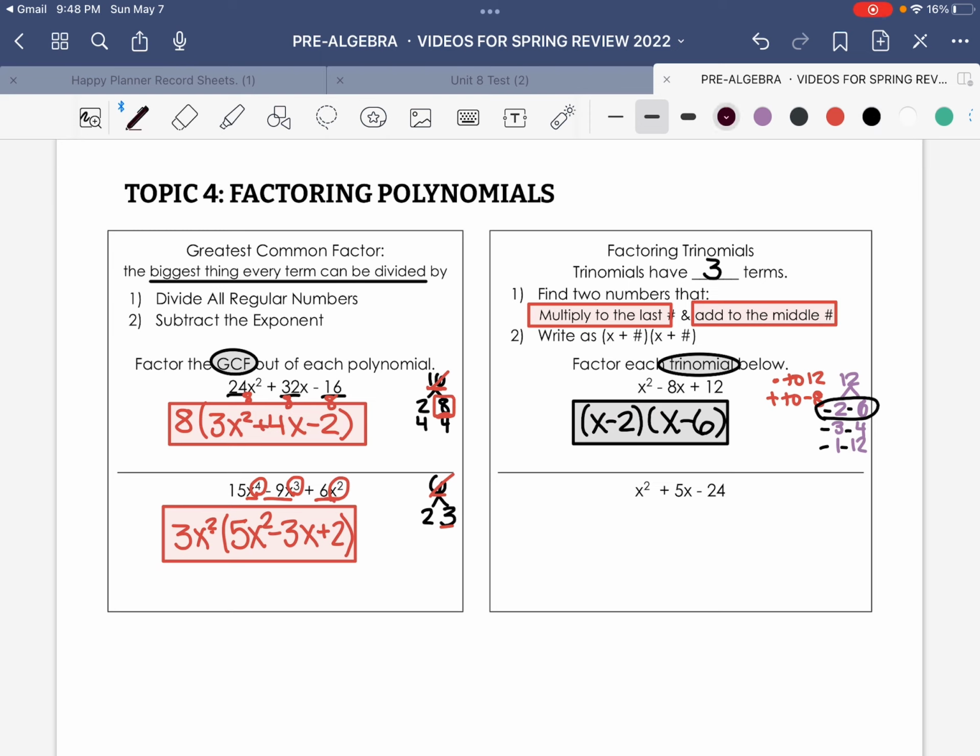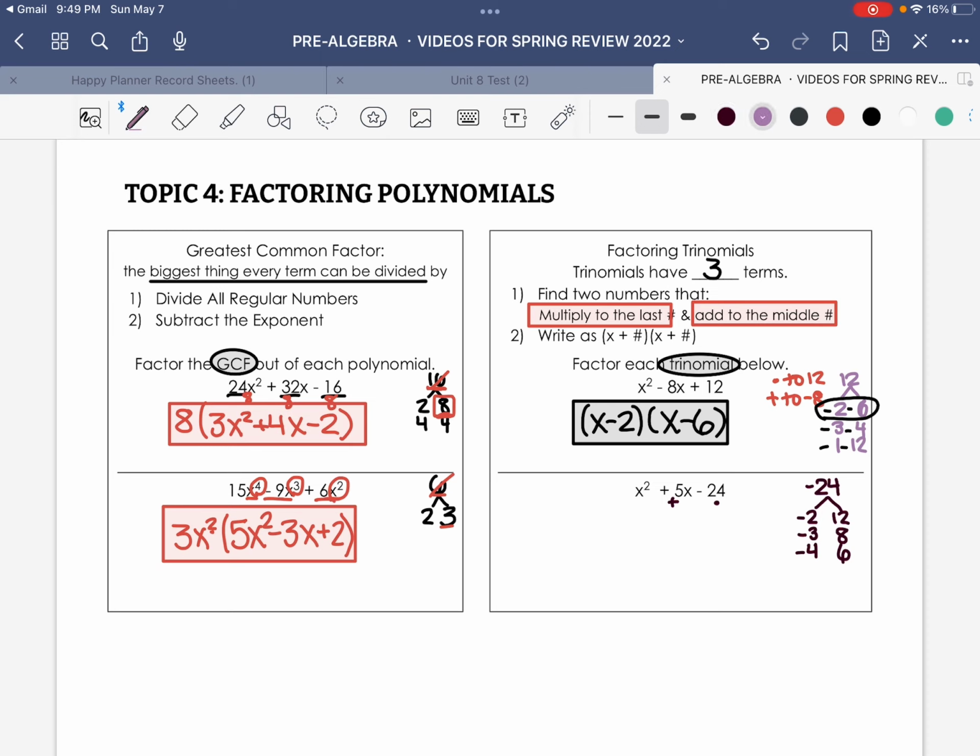Let's try one more. The next one, it will add to 5 and multiply to negative 24. Multiplies to the last one, adds to the middle one. So things that multiply to negative 24 would be like negative 2 times 12, negative 3 times 8, negative 4 times 6. One of them has to be negative if we want negative 24.